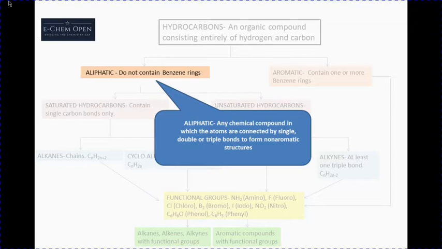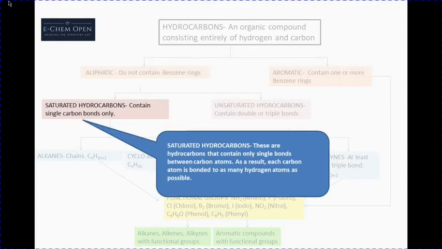Aliphatic compounds do not contain benzene rings. They are any chemical compound in which the atoms are connected by single, double, or triple bonds to form non-aromatic structures. Aliphatics are separated into two different groups. One of them are called saturated hydrocarbons and the other unsaturated hydrocarbons.